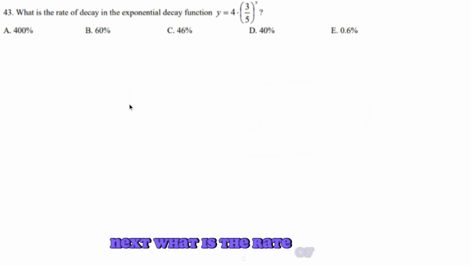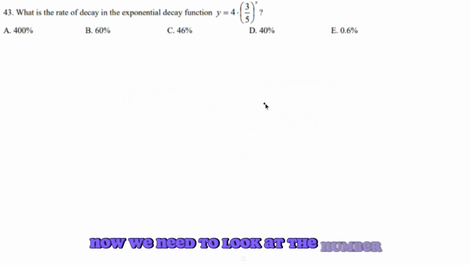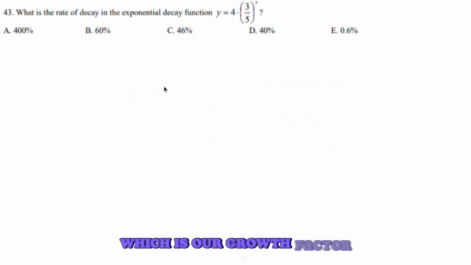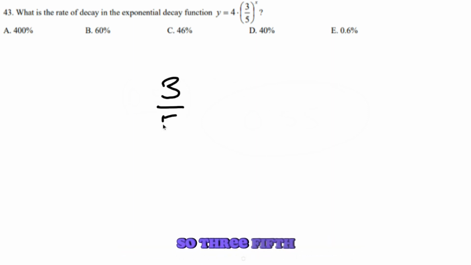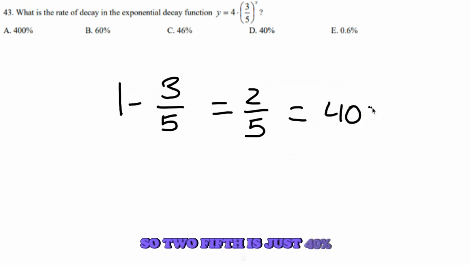Next, what is the rate of decay in the exponential decay function y equals 4 times parentheses 3/5 to the power of x? Alright, so now we need to look at the number given in the parentheses, which is our decay factor, so 3/5. And since it's a decay function, we have to subtract from 1. So 1 minus 3/5 equals 2/5. But we need to write that as a percent, so 2/5 is just 40%.